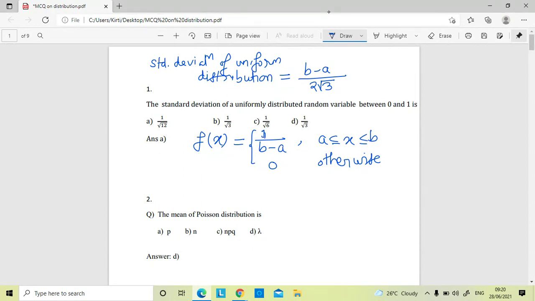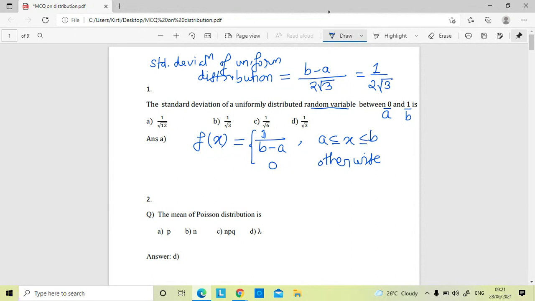Okay, so let's look at the question. Identify b and a. If you get b and a, just put the values in the formula and you will get the answer, that is the standard deviation. So what are a and b? It is mentioned that the random variable is between 0 and 1. So a is 0 and b is 1. Putting a as 0 and b as 1, we get 1 by 2 root 3.